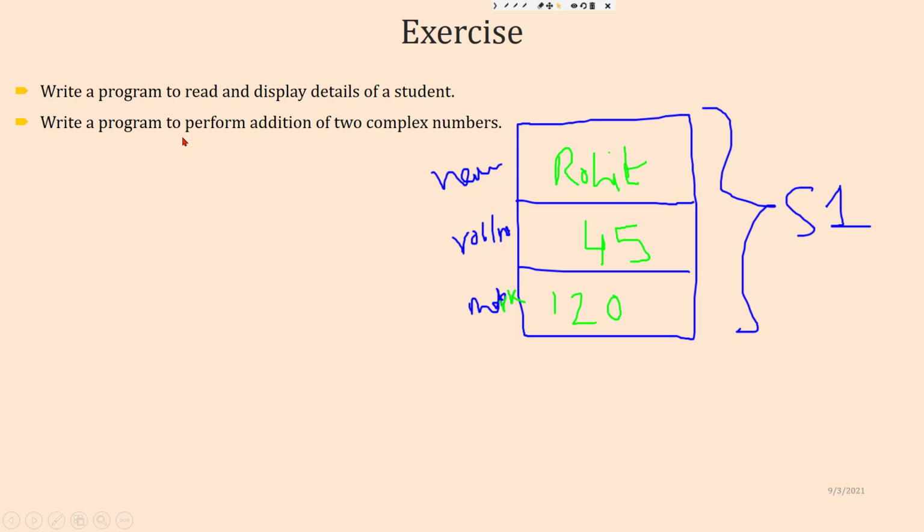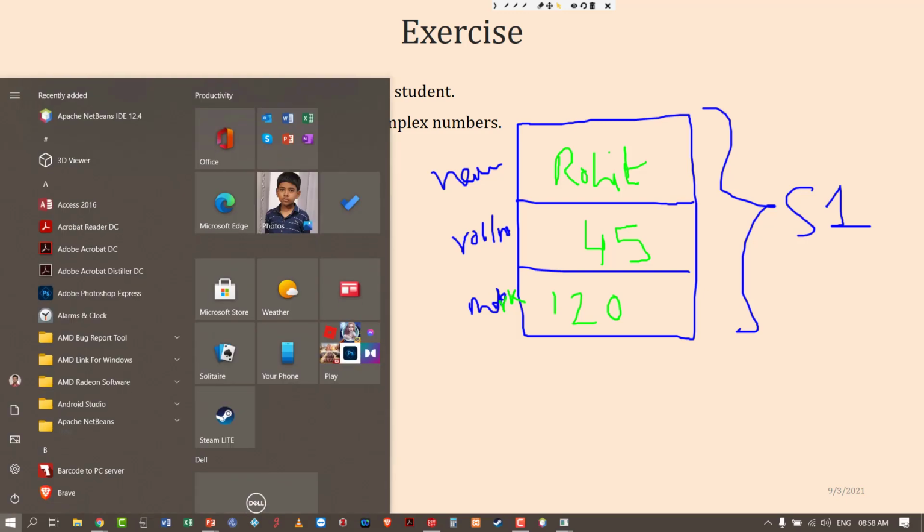Next one is write a program to perform addition of two complex numbers. So we know how to add two normal numbers by declaring two variables. But complex numbers has two parts, a real part and an imaginary part. So we have to define a structure called complex. In that we have to write two numbers, int real and int img, and we have to proceed the program like that. So anyway, I will write the program.